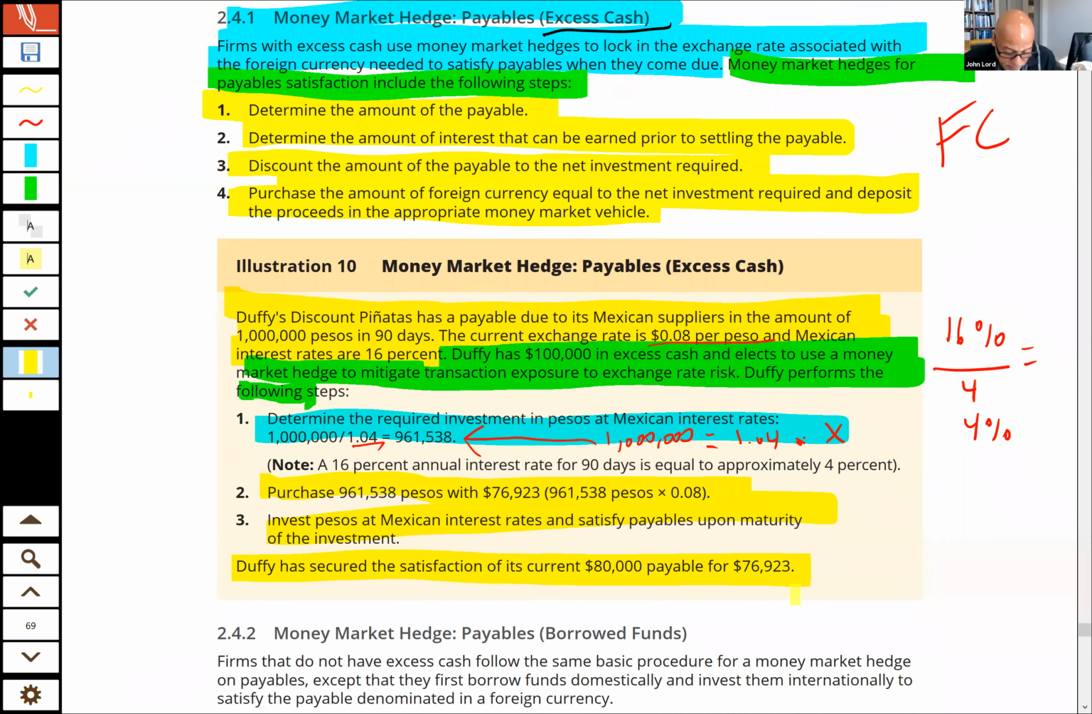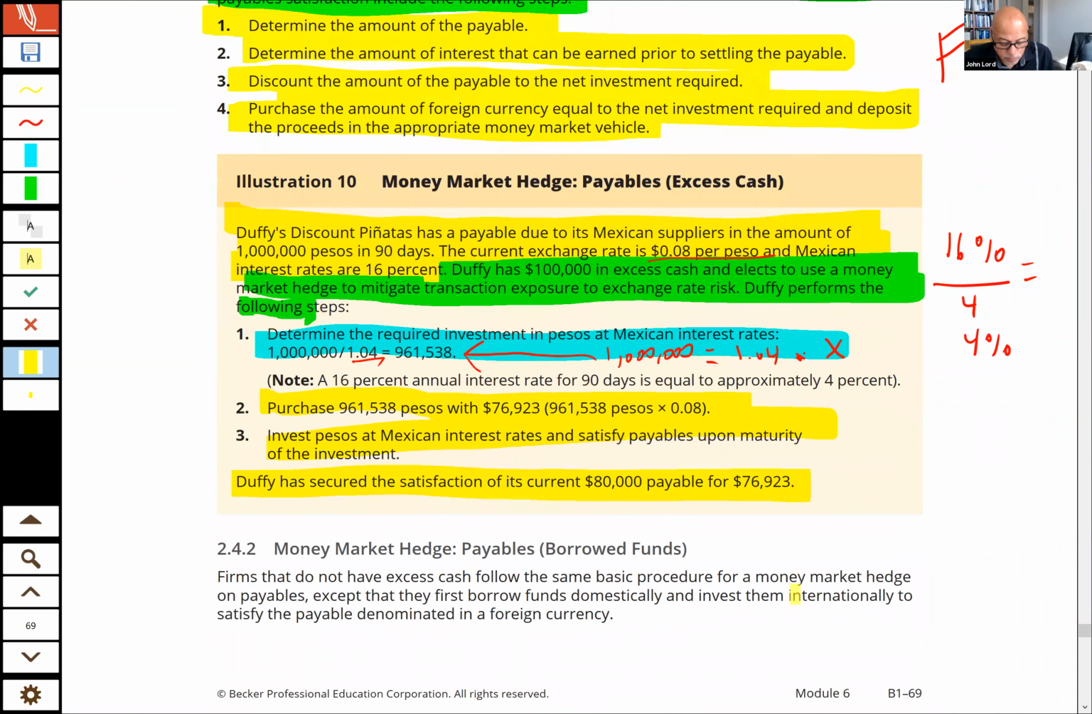Now, if the peso doesn't do what they think it's going to do, then they made a little extra. If the peso goes even worse against the dollar, then they're not going to quite save as much, but at least they're doing their best to hedge against that. So it's not like it has to turn out exactly the way they anticipated.